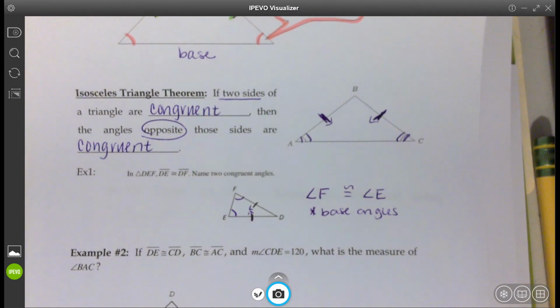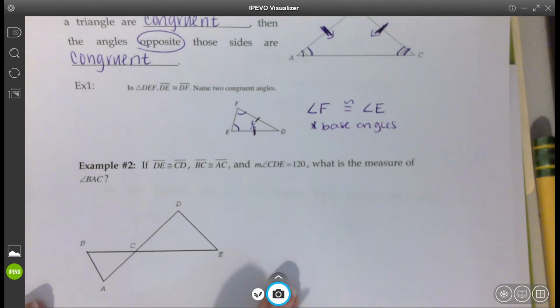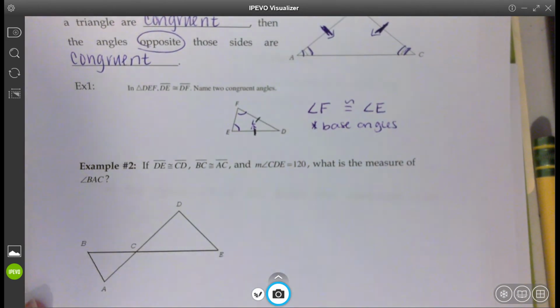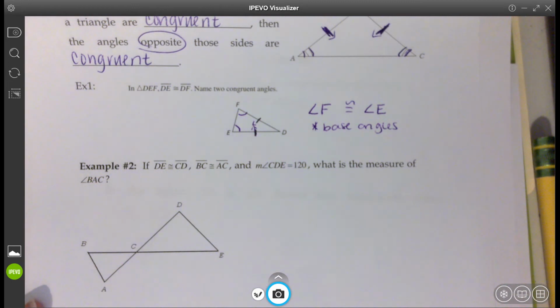All right, example 2. So here we have our blank diagram. The very first thing is we're going to read the given information and mark up our problem. So it says if DE is congruent to CD and BC is congruent to AC, and the measure of angle CDE is 120 degrees, what is the measure of BAC? So that's a lot going on, so we're going to take it piece by piece.